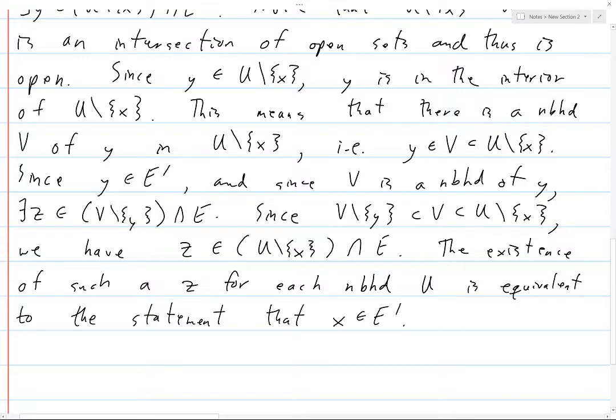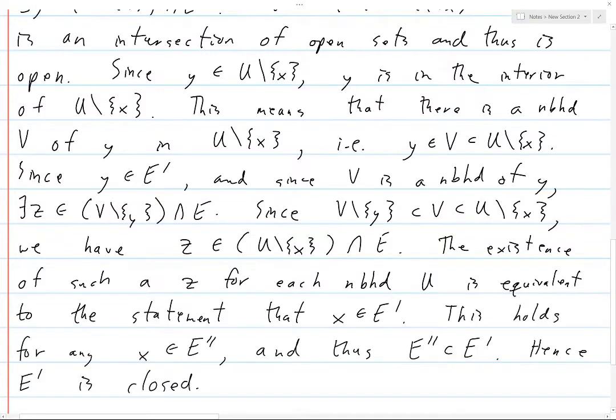So we took just any arbitrary element x in E double prime and proved that x is in E prime. This holds for any x in E double prime, and thus E double prime is contained in E prime, and hence E prime is closed. Okay. So there we go. That finishes the first part of this problem.